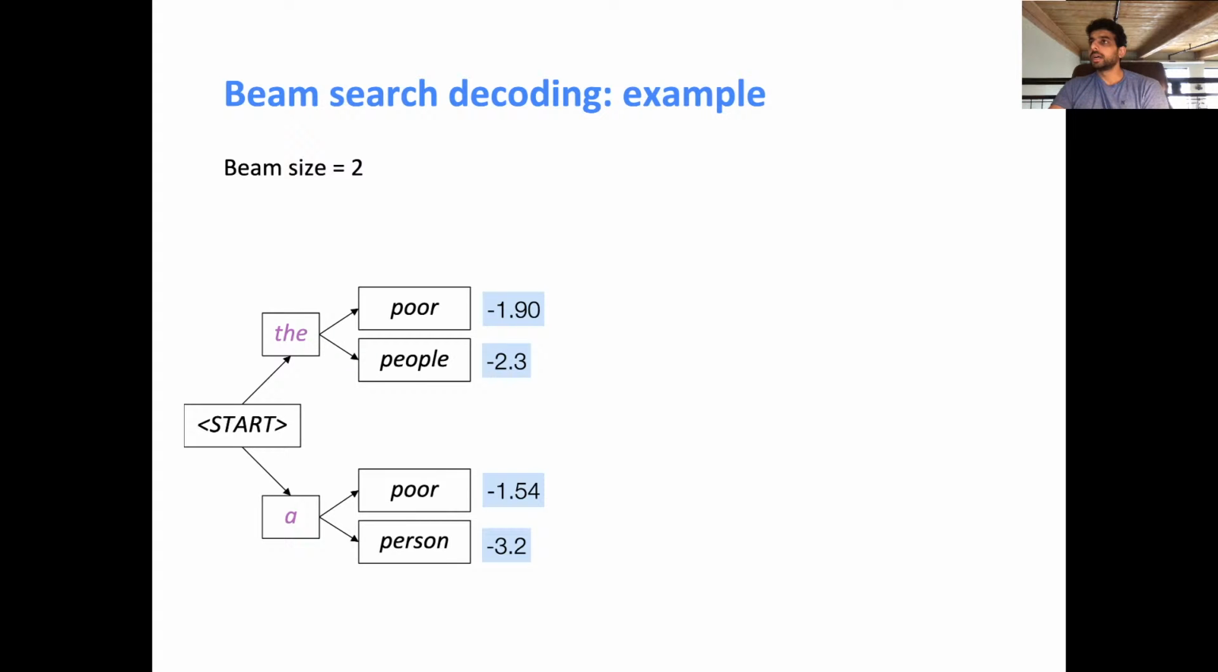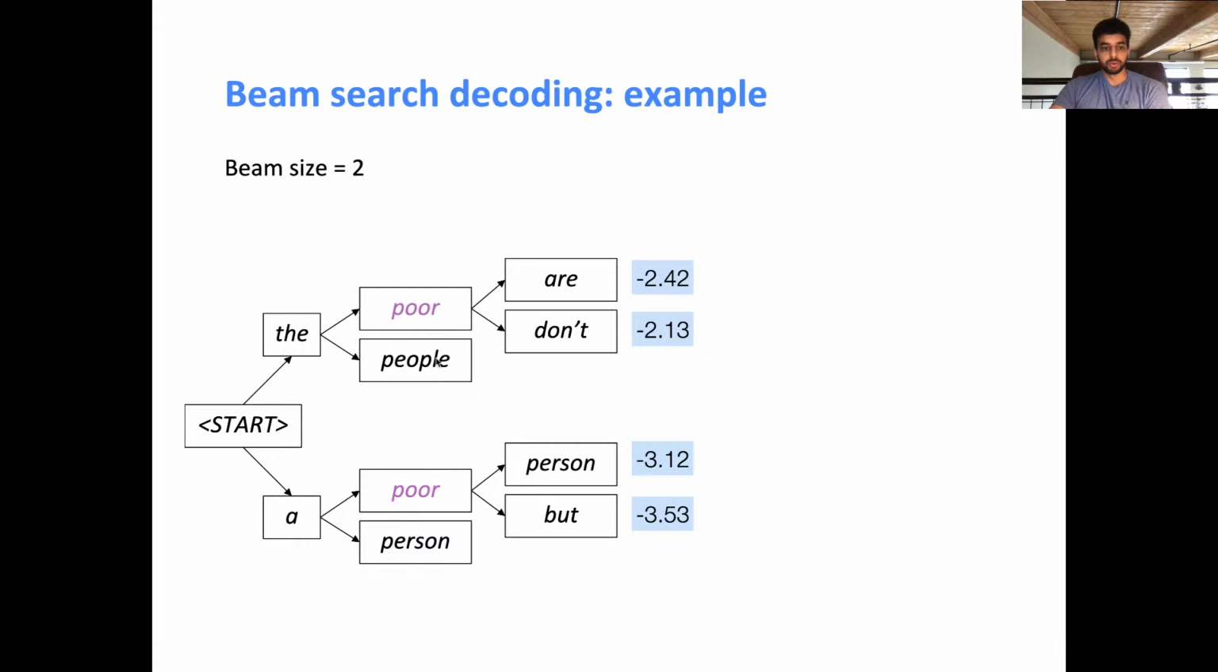A question: are the values the log likelihood of the words? Yes, these are the logs, not the raw probabilities, of course. Now I have these 2 candidates, "the poor" and "a poor". I'm just going to do the same process. I'm going to look at the predictions for "the poor" and "a poor". I'm going to take the most probable words here. I'm going to get "the poor are", "the poor don't", "a poor person", "a poor but". So "a poor but" is clearly bad.